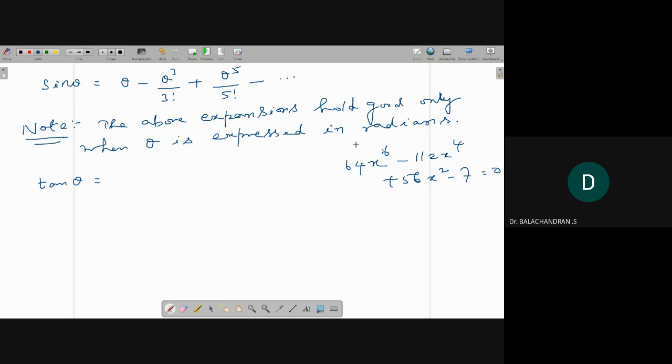In the question, what is it? Please read the question once again. The question is: find the equation whose roots are sin k pi by 7, where k equals 1 to 6, not from 0 to 6. If it is from 0 to 6, there is no need to divide by sin theta.